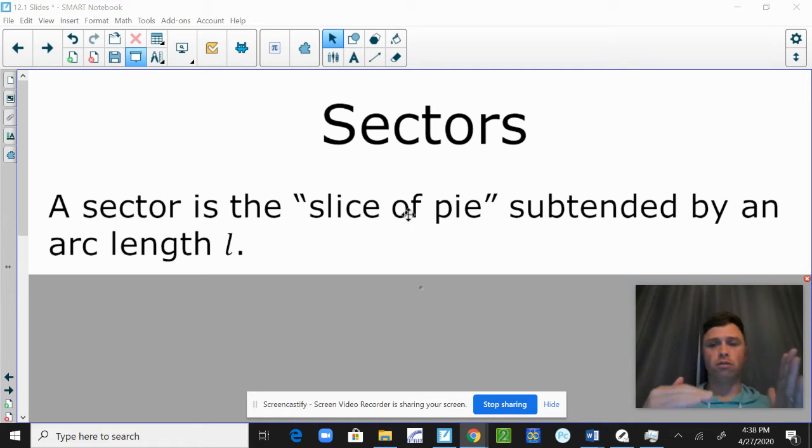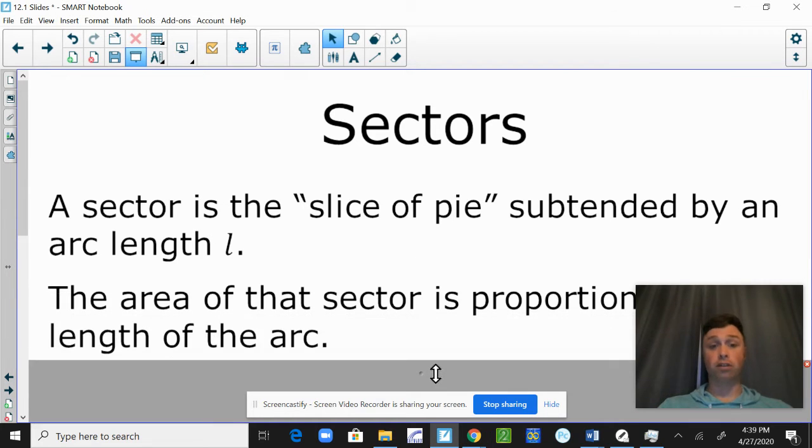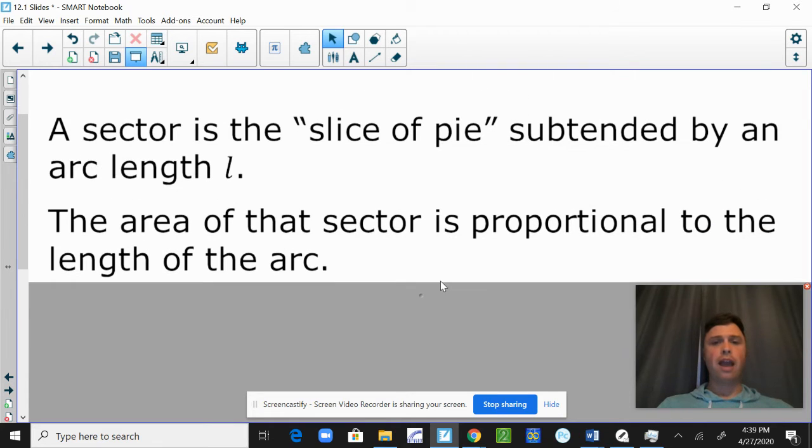So if you have a couple of radii with an angle inside of a circle, that slice of pie is called a sector, and that is going to be subtended by the arc length L. So as long as you have two radii and then some arc from a circle, those three parts are going to create a sector. Excuse me. So we're going to talk about the area of the sector.